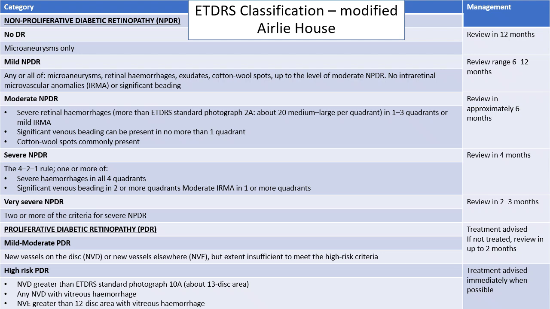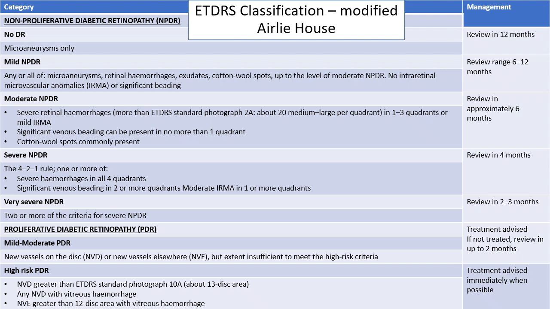So what are the three things here? Severe retinal hemorrhages, significant venous bleeding, and cotton wool spots. Review in approximately 6 months, not longer than 6 months. That's what is moderate NPDR. Then comes severe NPDR. Now this is a constant, the 4-2-1 rule. This is a rule of thumb everybody should remember. So 4-2-1 rule consists of one or more of severe hemorrhages in all 4 quadrants, significant venous bleeding in 2 or more quadrants, and moderate IRMA in 1 or more quadrants.